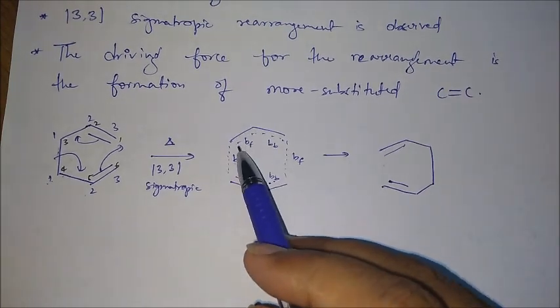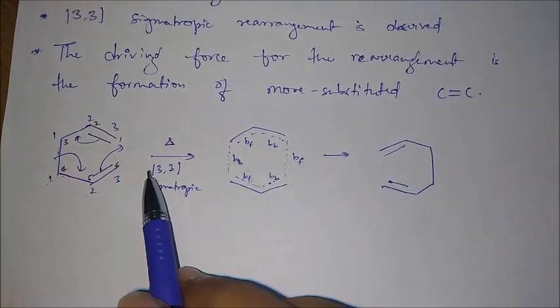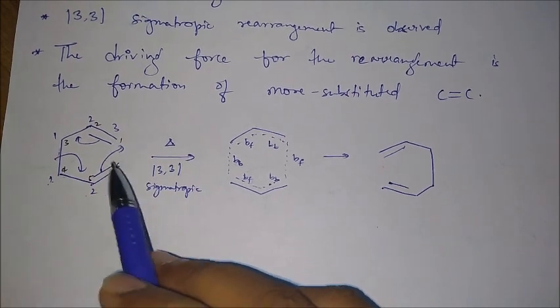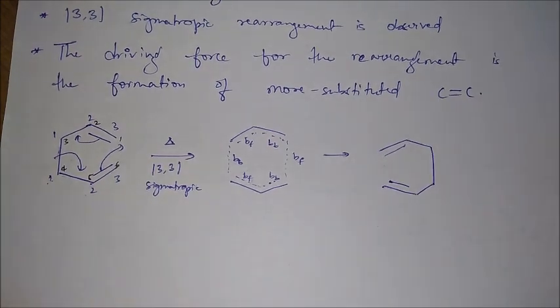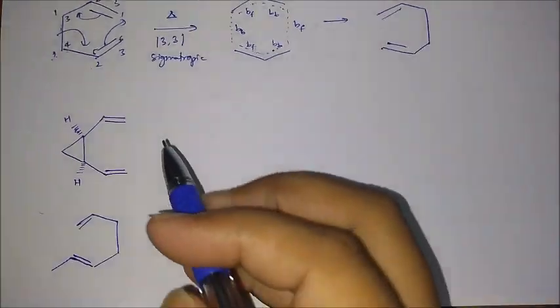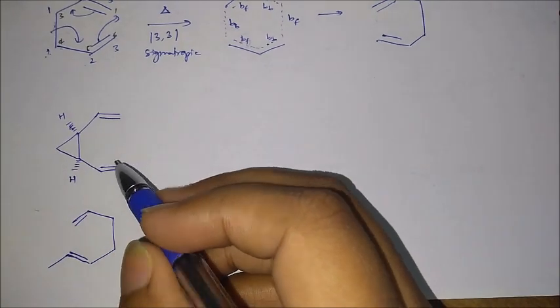So you'll get a bond formed here, and a bond formed here, and you'll get a product like this. This is basically a 3-3 sigmatropic reaction, because the new position of your sigma bond is between this carbon 3 and 3. That's why it is an example of your 3-3 sigmatropic reaction. So let's discuss this example of Cope rearrangement, and let's see how it happens.